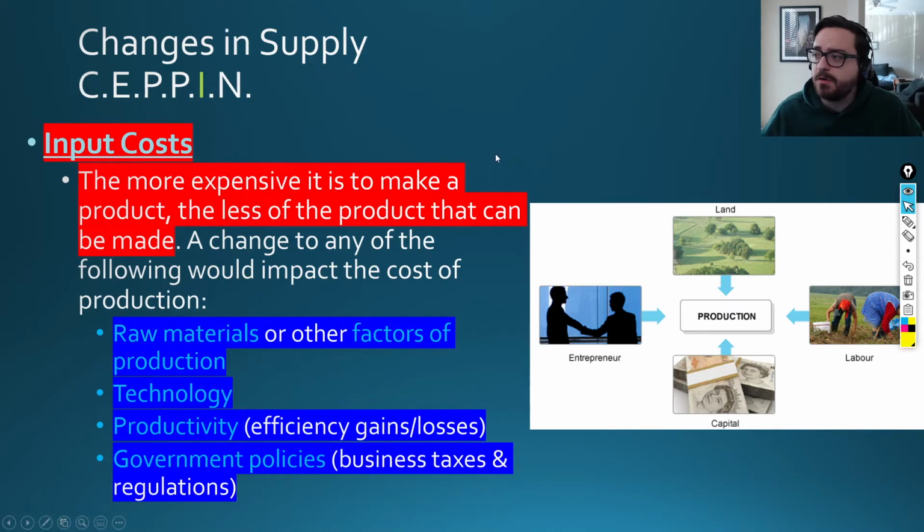So if it's easier or cheaper to make something, businesses will be able to make more of it. If it's more expensive to make something, they'll be able to make less of it. It's pretty easy to think about, but it's the most frequently occurring one by a lot. Input costs is probably like 70% of the time. If it's a supply question, it's going to be input costs.